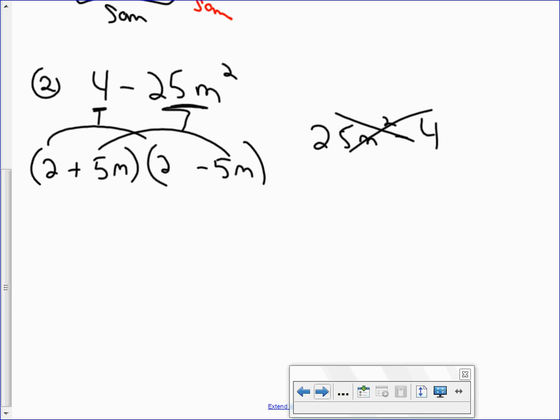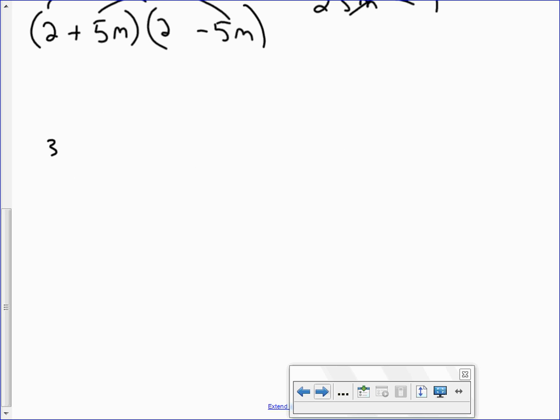Yes? Could you do negative 25 plus 4? Except that then it doesn't fit the pattern, and it makes it more difficult to actually do the difference of two squares factoring. It's easier to leave it just like this. Because difference of two squares factoring has to have a minus in the middle. Okay.